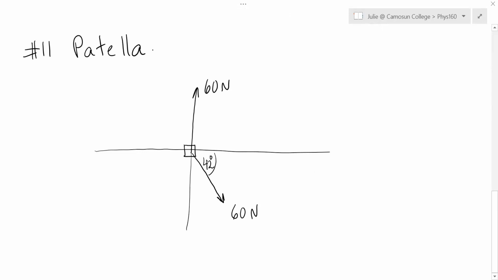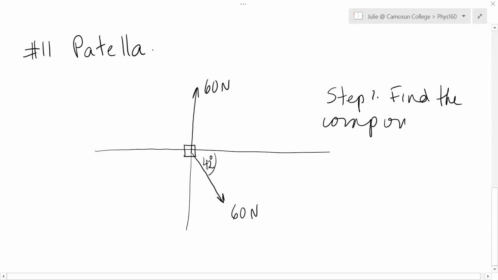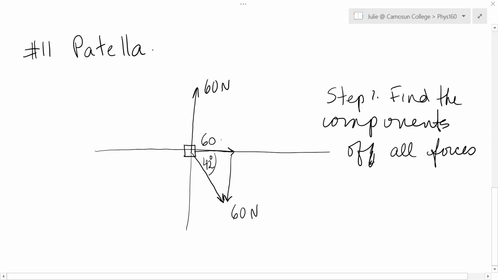Now we can't decide what that third force is until we break this into left, right, up, down. So step one is to find the components of all forces. Okay, so this is a case where we know the hypotenuse is 60 and we want the sides. So we need the X component and the Y component. So this would be 60 times the cosine, this is the close side, of 42 degrees. And this one would be 60 times the sine of 42 degrees.